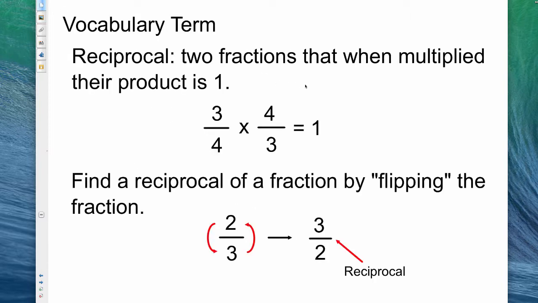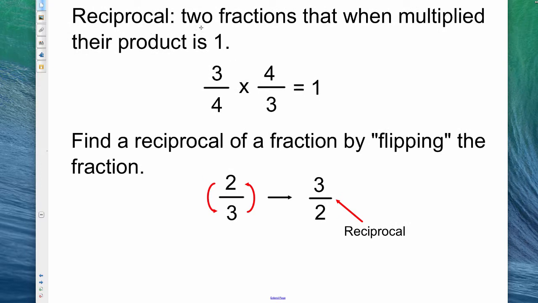First off, we've got to look at a quick vocabulary term that's going to help us with dividing fractions. The term is called reciprocal. A reciprocal is two fractions that when multiplied their product is 1. In this case we have 3/4 times 4/3 will get us 1, because 3 times 4 is 12 and 4 times 3 is 12. 12 over 12 is the same as 1.